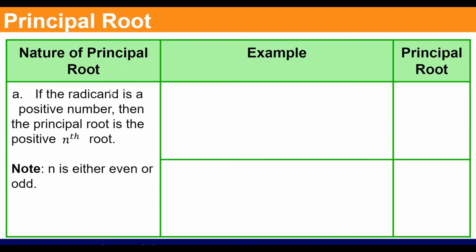Nature of principal root. Letter A, if the radicand is a positive number, then the principal root is the positive nth root. Note, n is either even or odd. Okay. So, kapag ang radicand po ay positive number, ang principal root niya ay yung positive nth root.